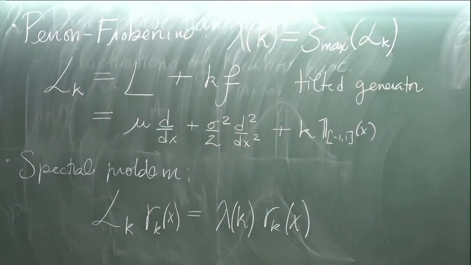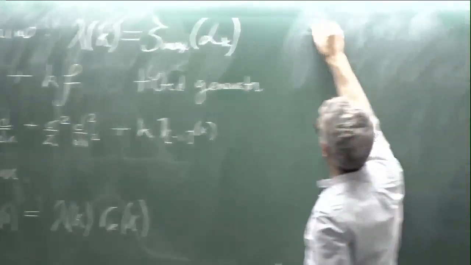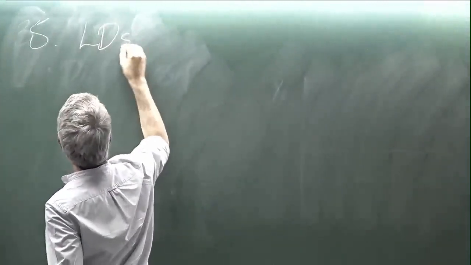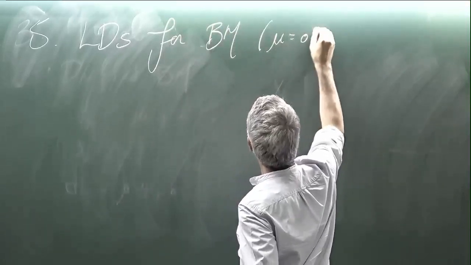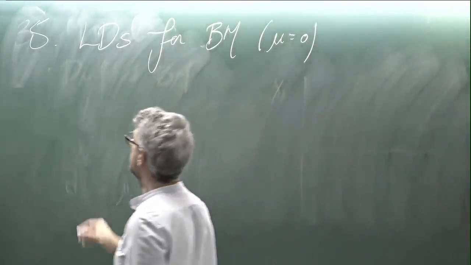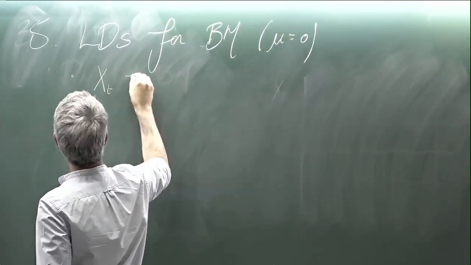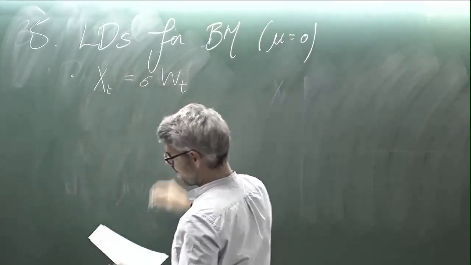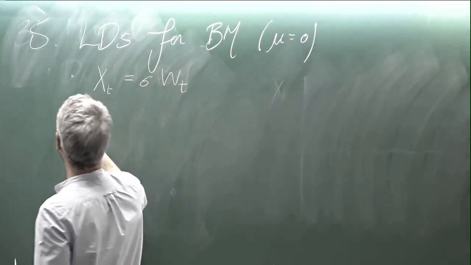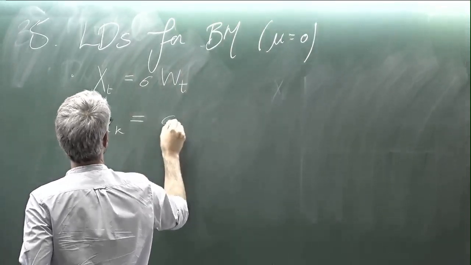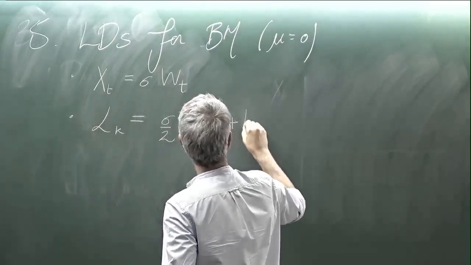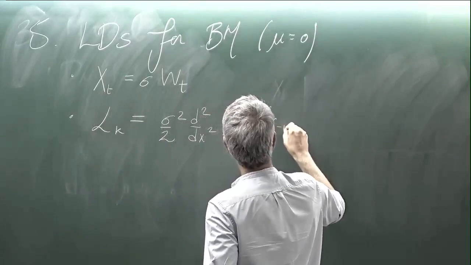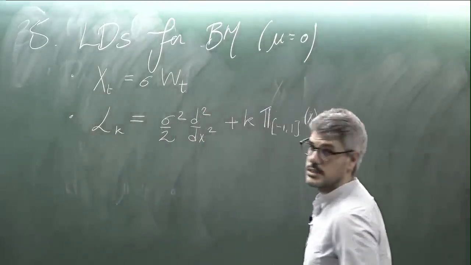Okay, so let's do the solution for large deviations for normal Brownian motion. That means I take mu equals 0, so I have no drift. In this case, the motion is just a scaled Brownian motion. The tilted generator in this case is the Laplacian, the second order derivative, plus k times the indicator function of x between minus 1 and 1.